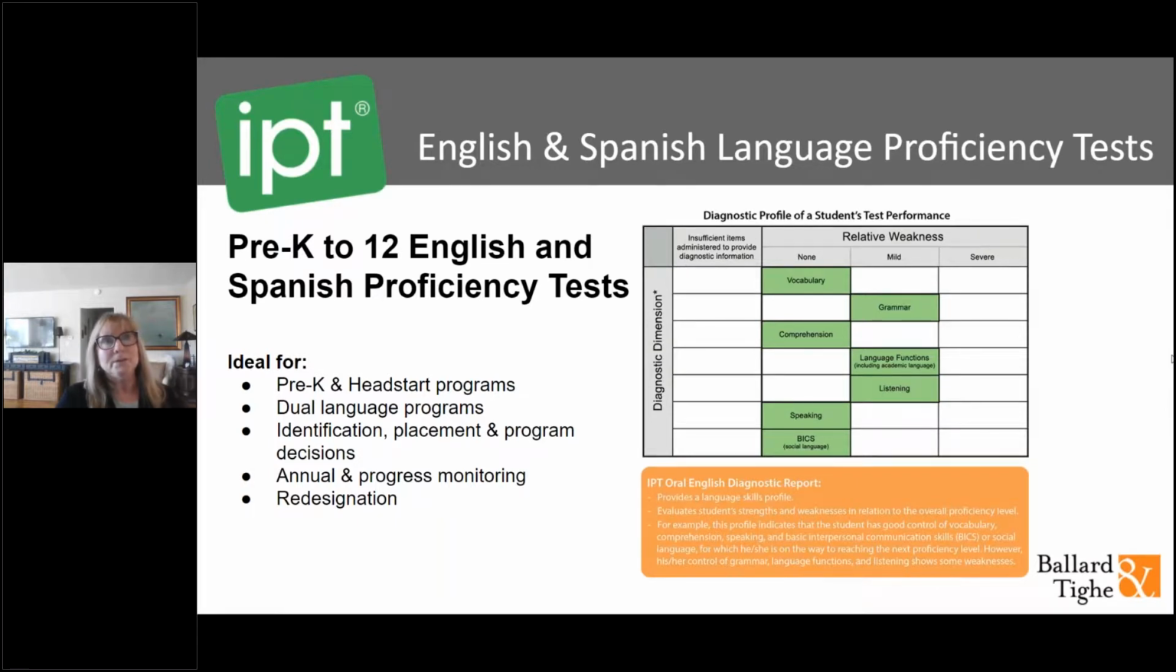When data informs our instruction, we move forward with teaching plans that ensure students reach their full potential. The IPT family of standardized tests for pre-K through 12th grade provide a valid, reliable, and grade-appropriate tool for identification and redesignation of your ELs, for progress monitoring, for informing instruction and adjusting instructional strategies, and for dual language programs.